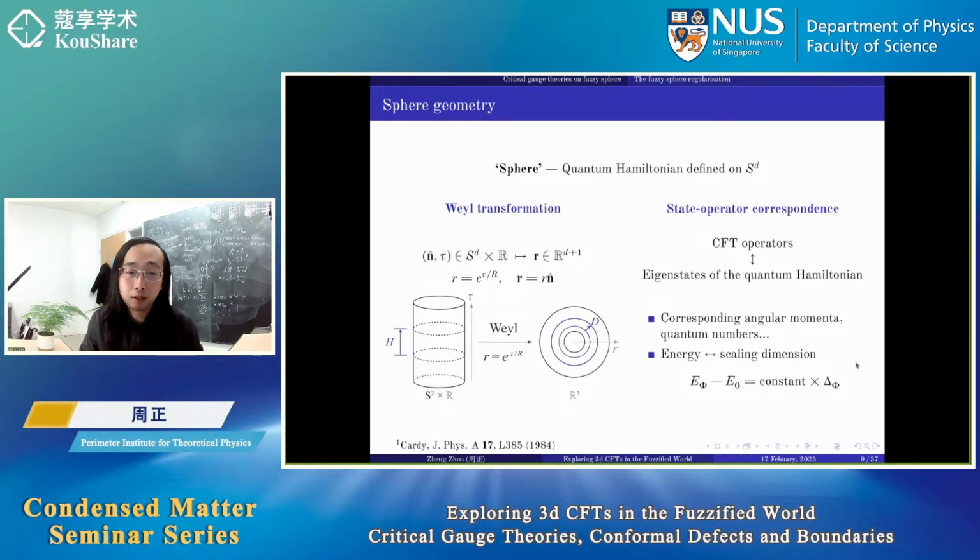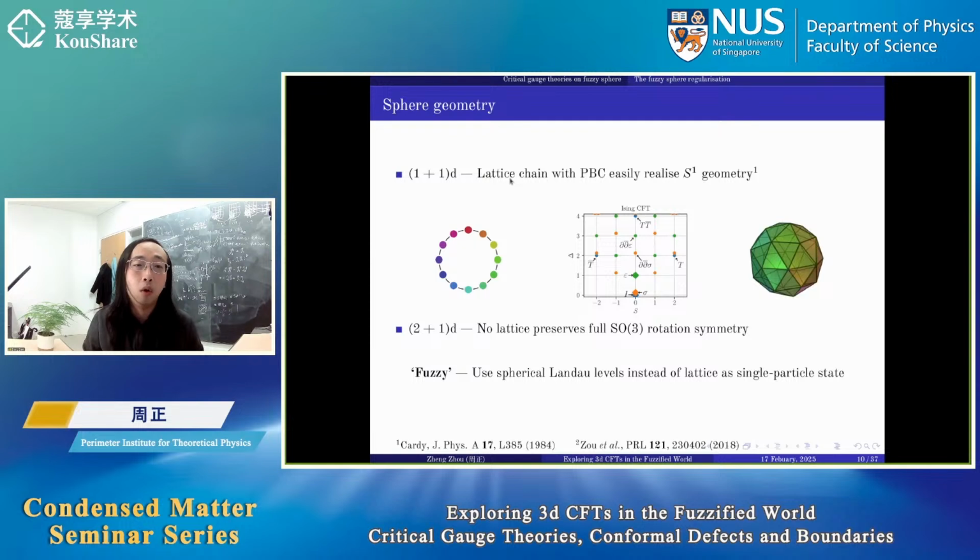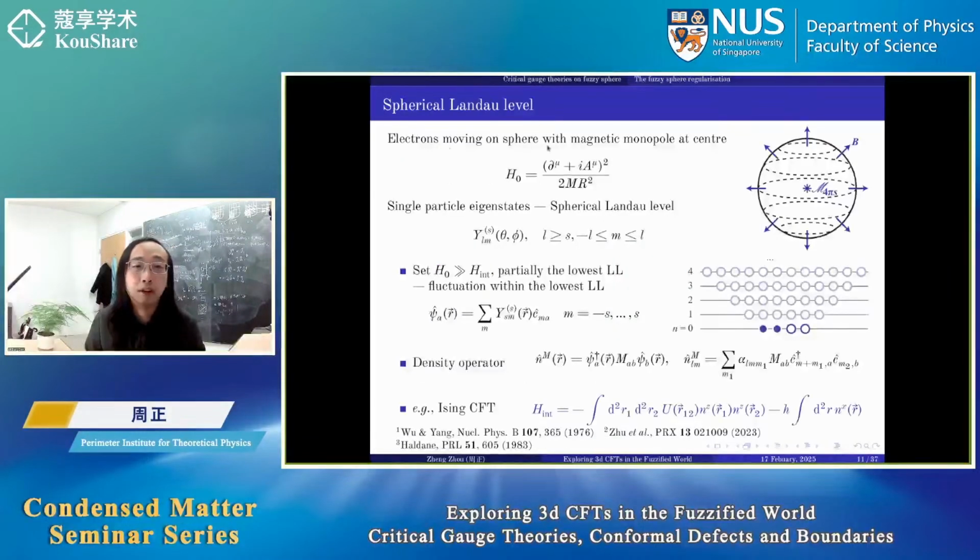To put quantum Hamiltonians on a sphere in 1+1D, things are very easy. One just needs to consider a lattice chain with periodic boundary conditions. But in 2+1D, things get a bit harder, as there is no lattice that preserves the full SO(3) rotation symmetry due to the curvature. So that's why, instead of a lattice, we use the spherical Landau levels as the single particle states to regularize the QFT. Specifically, we consider electrons moving on a sphere with a magnetic monopole at its center.